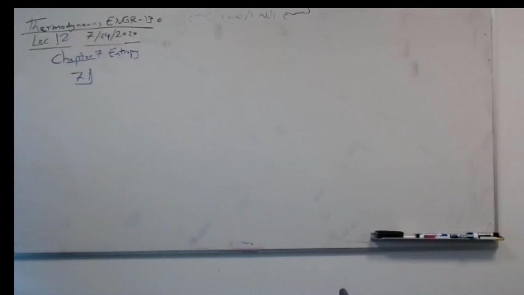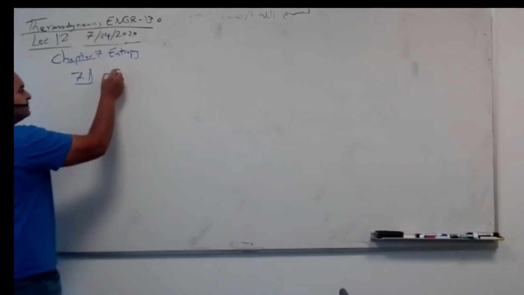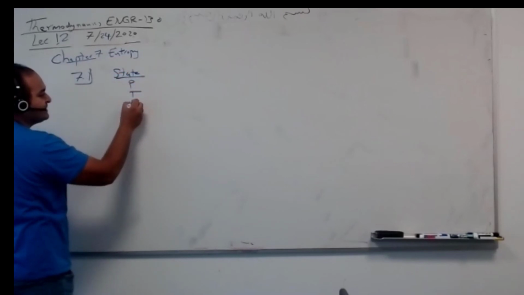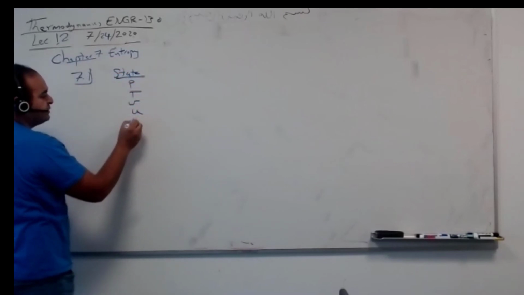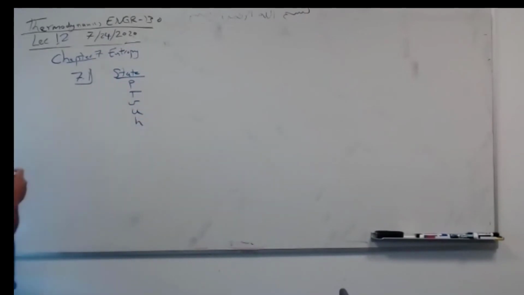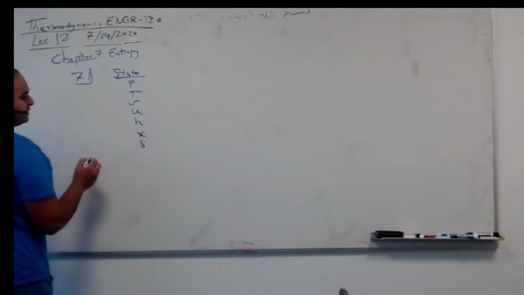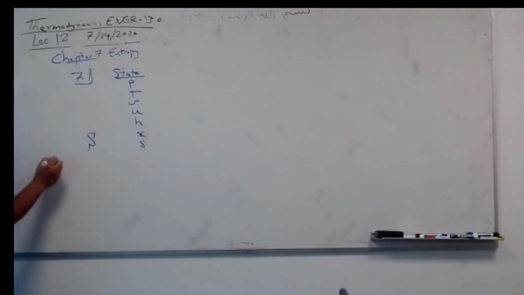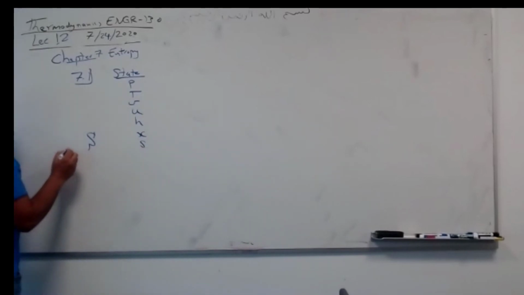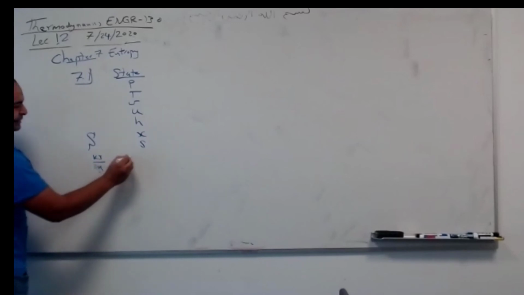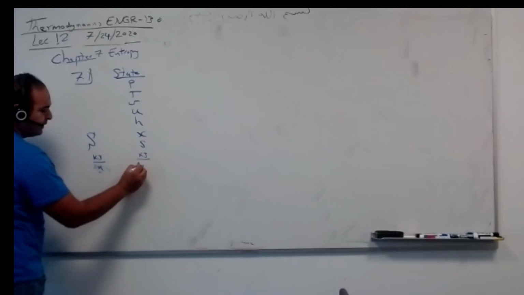So what entropy is? For every state, we have pressure, we have temperature, we have specific volume, we have internal energy, we have enthalpy, specific enthalpy, specific internal energy. If it's a mixture, we have quality. Today we're going to talk about S. There is a big S, which is entropy. Small s is specific entropy. Entropy is kilojoule per kilogram per Kelvin.